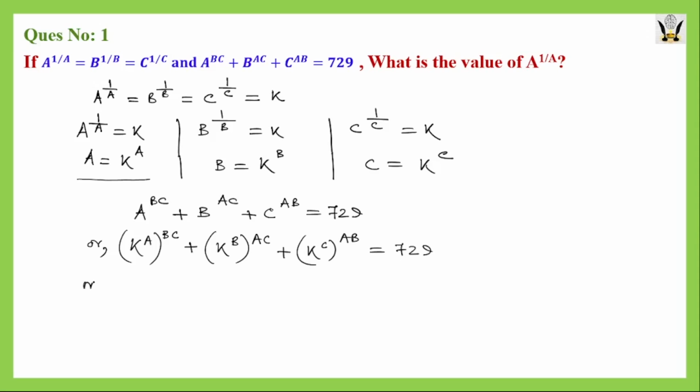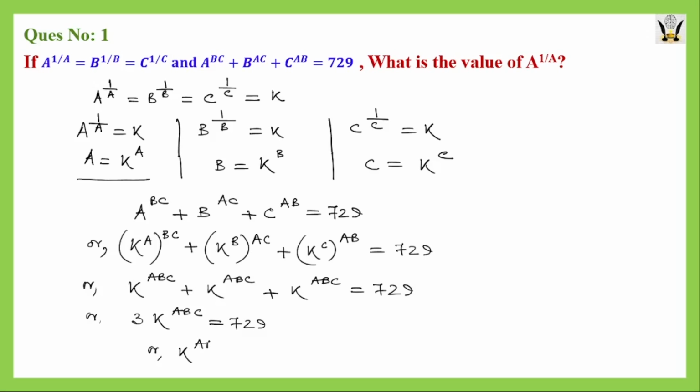So we can say that k to the power a and to the power bc, these two powers will be multiplied with each other, that we know, right? So it will be k to the power abc, and that will be equal to 729. So we can say 3 k to the power abc is equal to 729, and that means k to the power abc will be how much? It will be 729 divided by 3, and that will be 243.